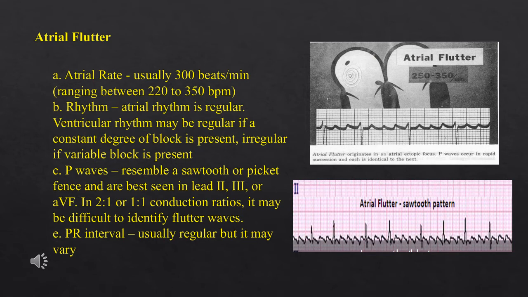Atrial flutter has an average rate of 300 beats per minute. The atrial rhythm is regular. The ventricular rhythm may be regular if a constant degree of block is present, irregular if variable block is present. P waves are usually characterized as sawtooth or picket fence and are best seen in leads 2, 3, or aVF.